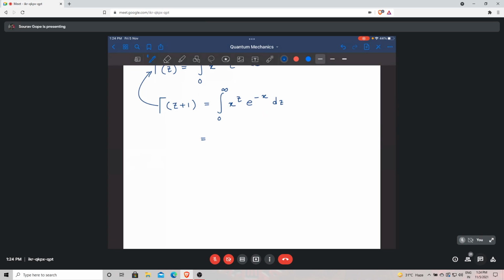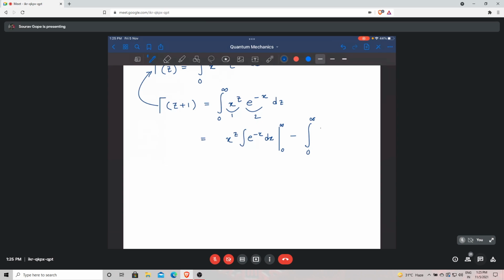Suppose we do integration by parts, and you know this rule from class 11 and 12. What should be the first function and the second function there? Inverse, logarithmic, algebraic, trigonometric, exponential. So exponential should always be the second function. So suppose this is my first function and this is my second function, this is 1, this is 2. So what can I write? This is x to the power z times the integral of e to the power minus x dx, with limits from 0 to infinity, minus the integral from 0 to infinity.